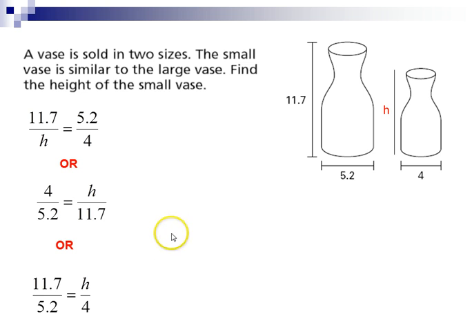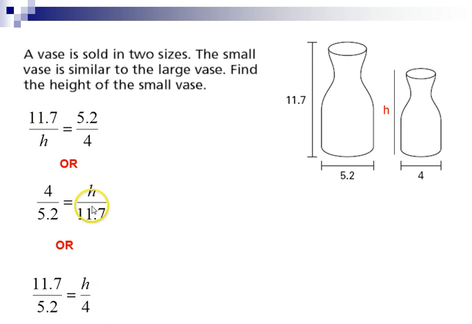Or another one we could write is relating the side lengths of the same figure. So 11.7 to 5.2. Whatever the relationship is between these two values must also be the same between these two values because they are similar. So here we're setting this up a little bit differently than the previous two. Here we are setting up the relationships of the heights to the bases. So 11.7 to 5.2 is the same as h to 4. The height of the larger to the base of the larger is the same as the height of the smaller to the base of the smaller.